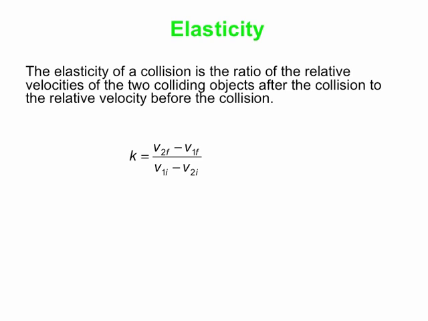You can define this as, if you've got two objects, 1 and 2, where F stands for final and I stands for initial: you take the final velocity of object 2, subtract from that the final velocity of object 1, and divide that by the initial velocity of object 1 minus the initial velocity of object 2. Note that the 2 and the 1 are reversed on the top and the bottom, and that is done on purpose. That's the correct definition of elasticity. We use a lowercase k as the symbol for elasticity, not to be confused with uppercase K, which we sometimes use for kinetic energy.